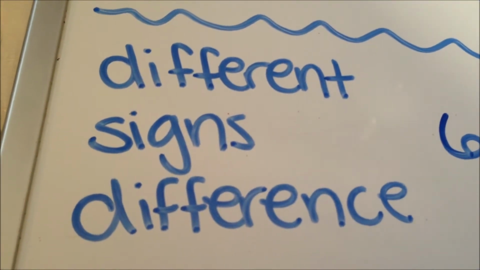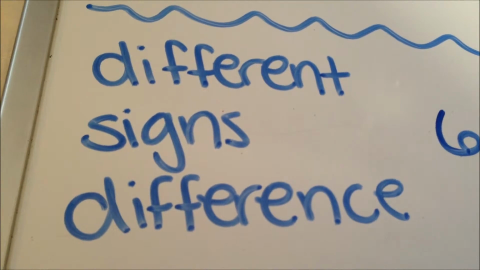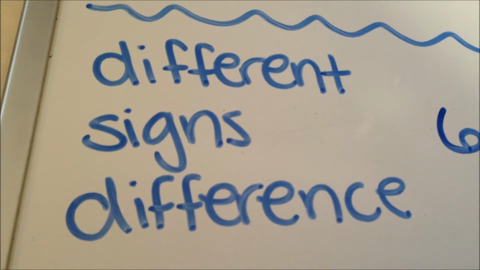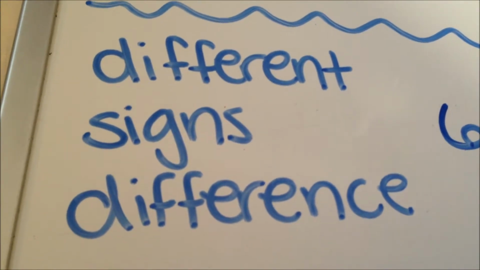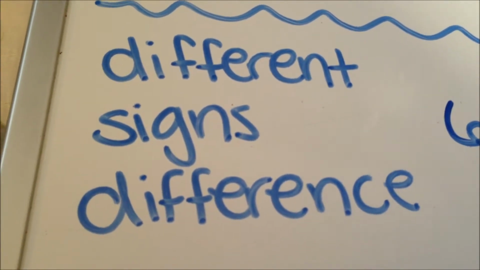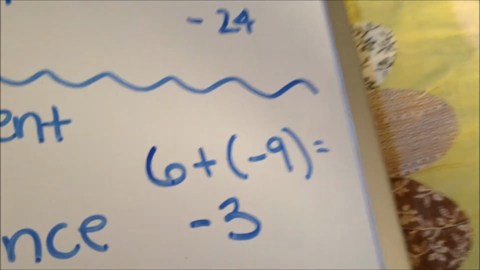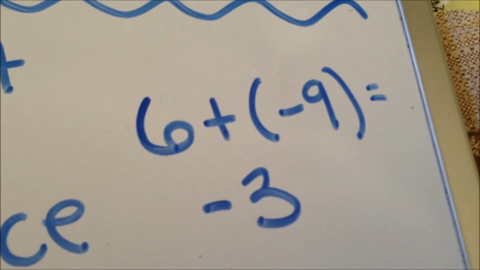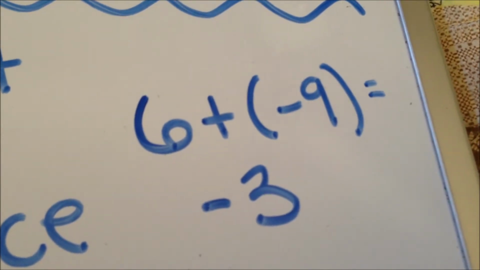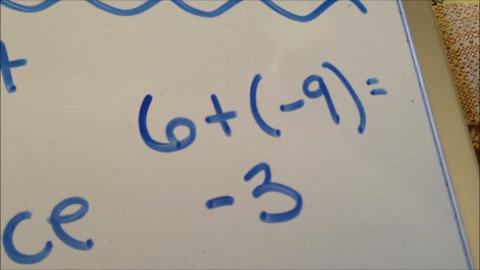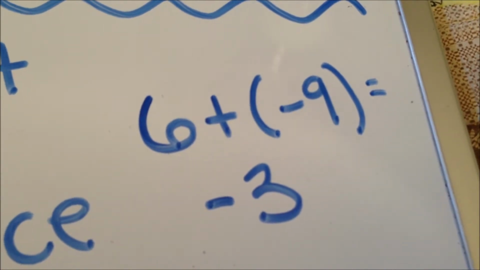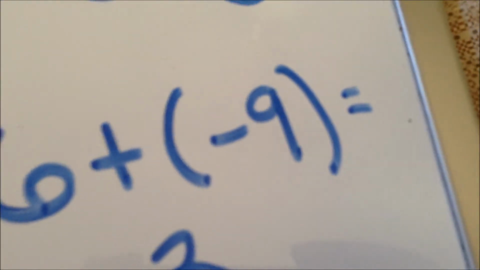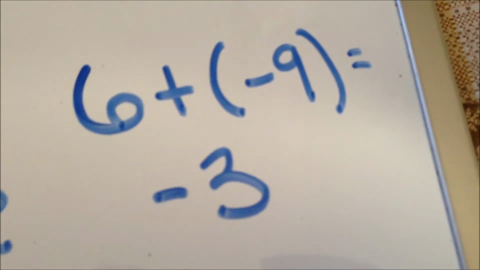Another trick is different signs, difference. So if you're working with two numbers and one is a plus or positive and the other one is a minus or a negative, you're going to find the difference, which means to subtract. Let's try an example. 6 plus negative 9, which is really 6 minus 9. When you have plus a negative, it becomes a minus. And no matter what, you can always take the larger face value minus the smaller face value. You end up with 3, but your answer will be negative because the 9 itself is negative.